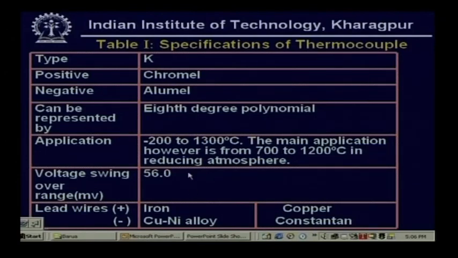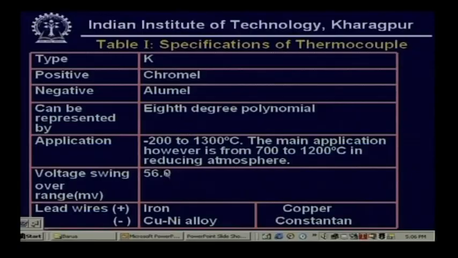Its application is basically minus 200 degree centigrade to 1300 degree centigrade, and the main application however is from 700 to 1200 degree centigrade in the reducing atmosphere. That is, I told you that you must mention whether it is reducing or oxidizing atmosphere. Total voltage swing, that means for this change of temperature from minus 200 to 1300 degree centigrade, I will get a voltage swing of 56 millivolt.